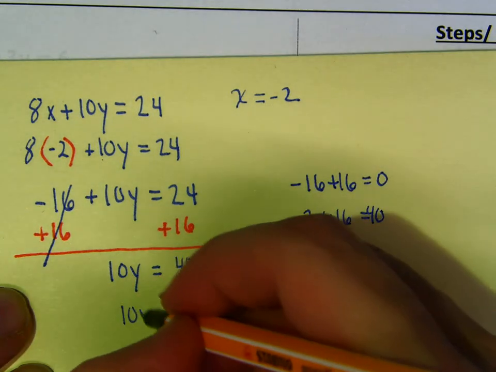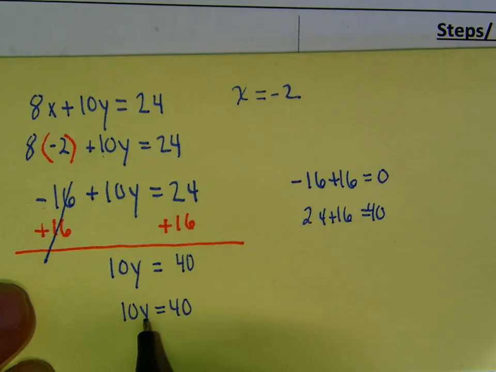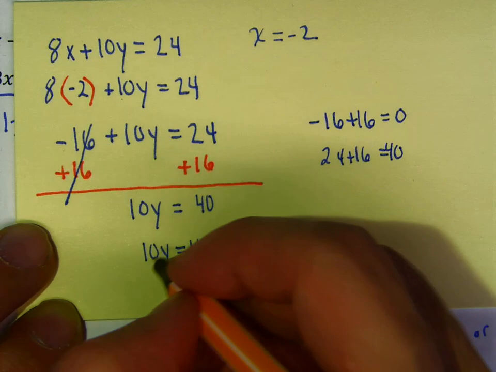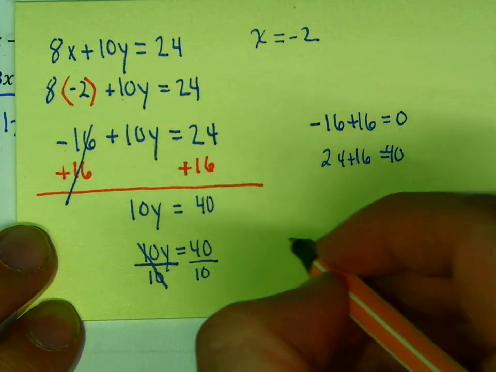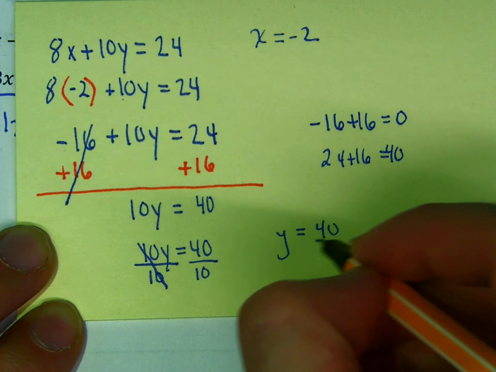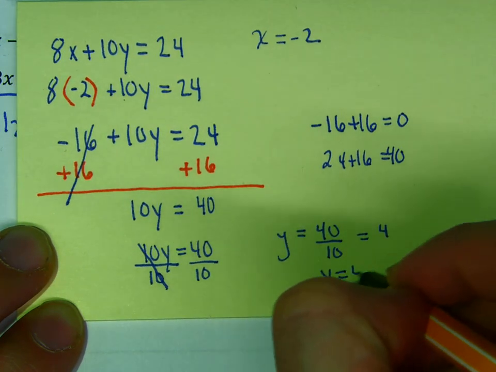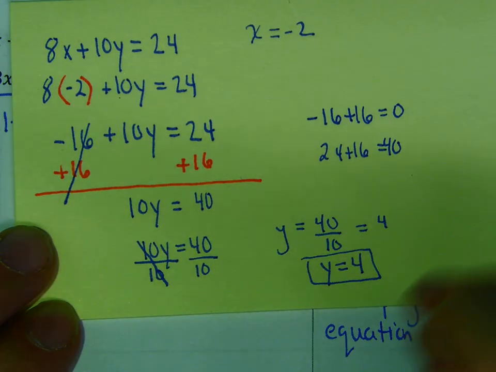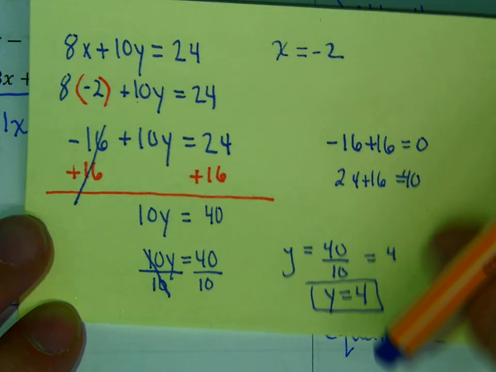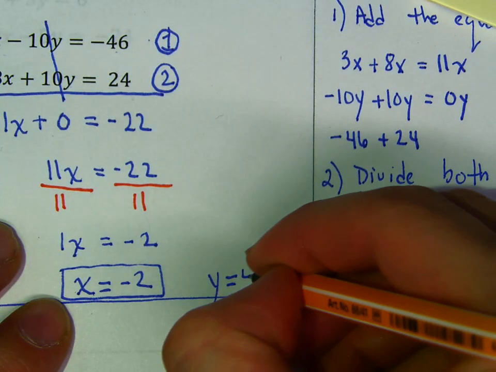Now if I have 10y equals 40, what you're saying is 10 times what number gives me 40? Right? Divide by 10, y is equal to 40 divided by 10, so y is equal to 4. And there, ladies and gentlemen, is how we solve a system of equations. So we have x is equal to -2, y is equal to 4.